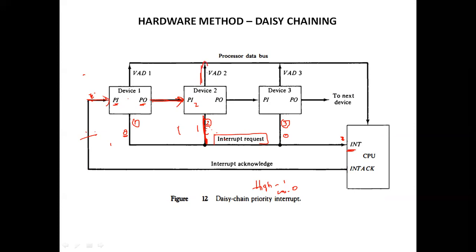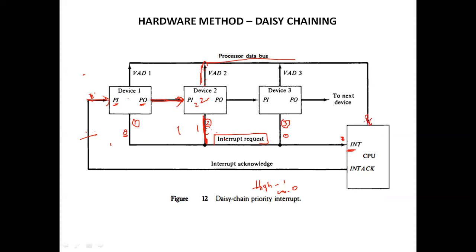Fine. It is going to activate this VAD line. So if the device has not requested the interrupt, it passes the signal to other interrupts. If the device has really sent the signal, that is, this device 2 has sent the signal, then this vector address 2 line is going to be activated, and this is going to be given back to the CPU.